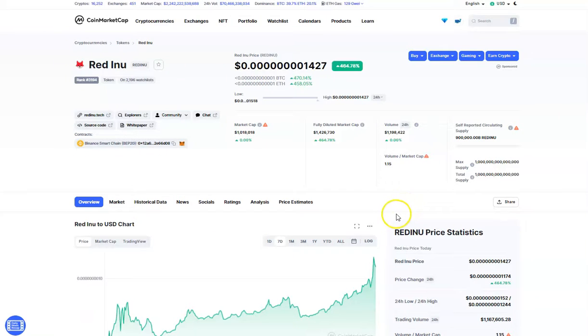Okay, taking a quick look at RedInu, listed on CoinMarketCap within the last 24 hours, I believe. It's got a market cap right now of just over $1 million.